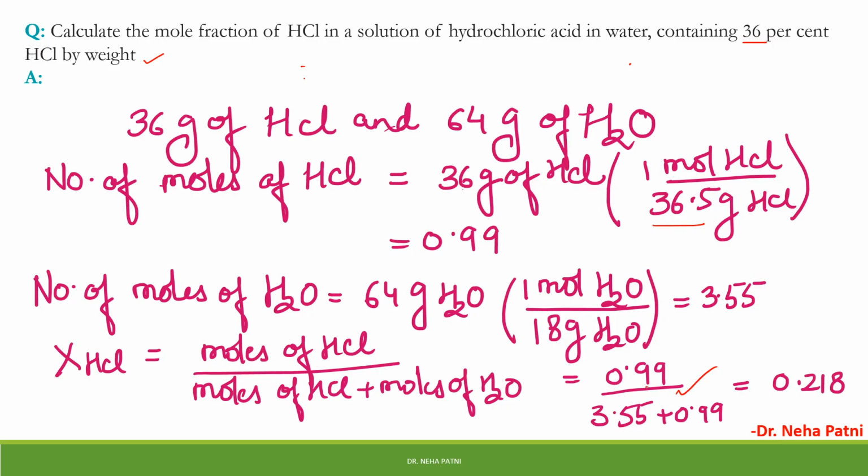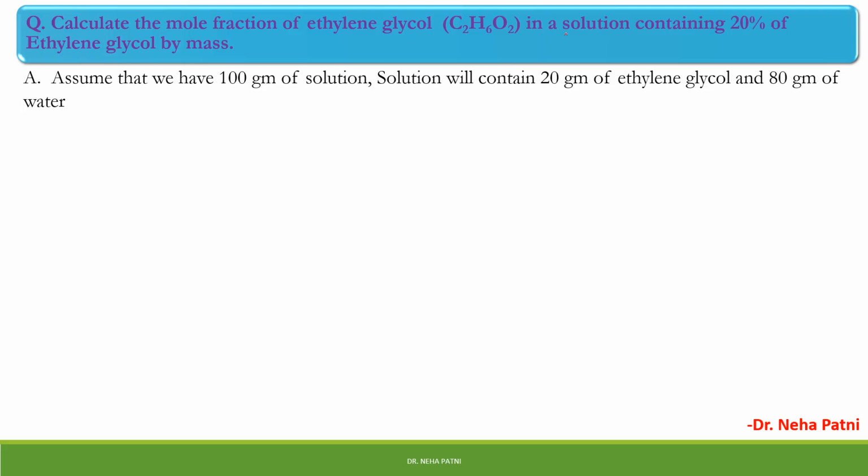Going ahead with the next question. Calculate the mole fraction of ethylene glycol in a solution containing 20% of ethylene glycol by mass. By mass means 20 grams of ethylene glycol and 80 grams of water. We are assuming that we have 100 grams of solution, and we have to calculate the mole fraction. So we'll apply the same approach: first find the moles of solute, then the solvent.